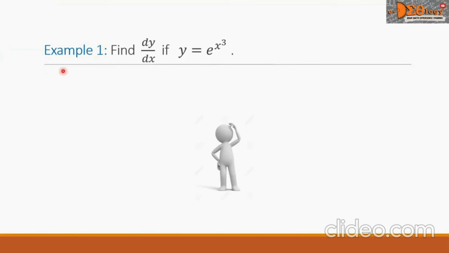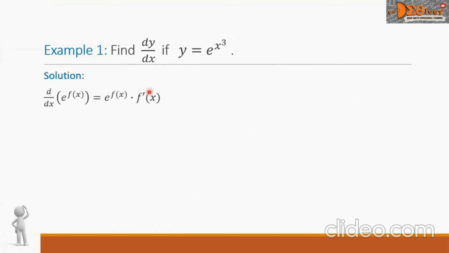Let's see example 1. Find dy over dx if y equals e raised to the function x cubed. For our solution, we write the general equation for the exponential function where base is e. This is our formula. Now, let us write the derivative like this. First, we copy the function itself, e raised to x cubed, times d over dx of x cubed.